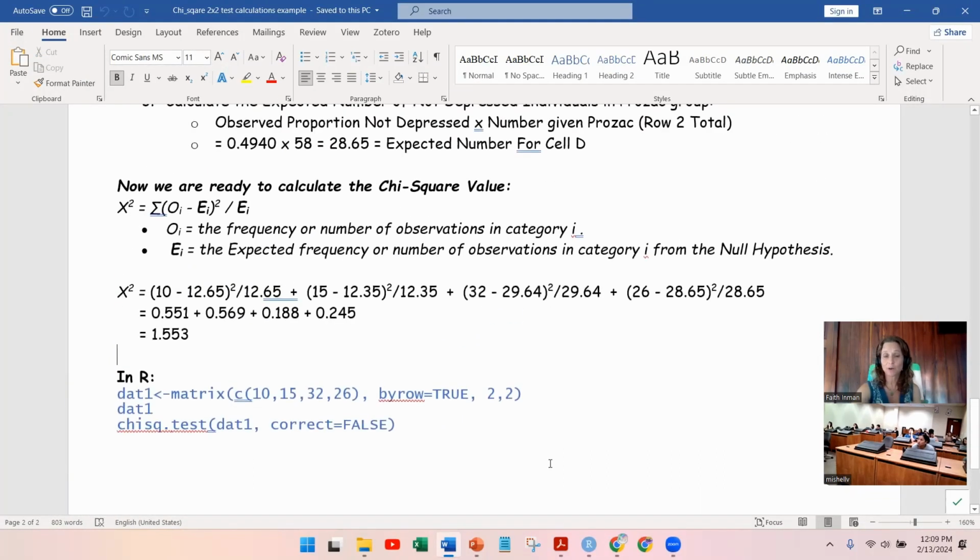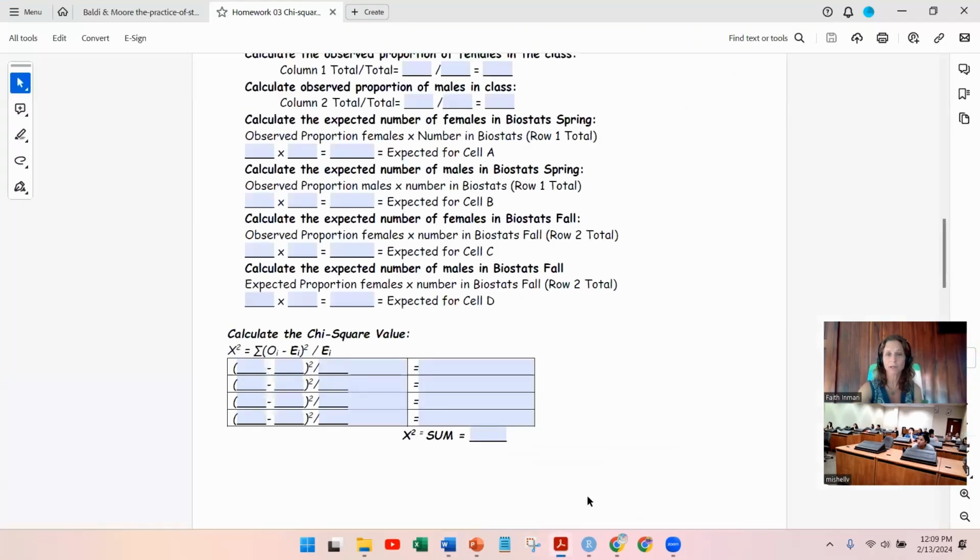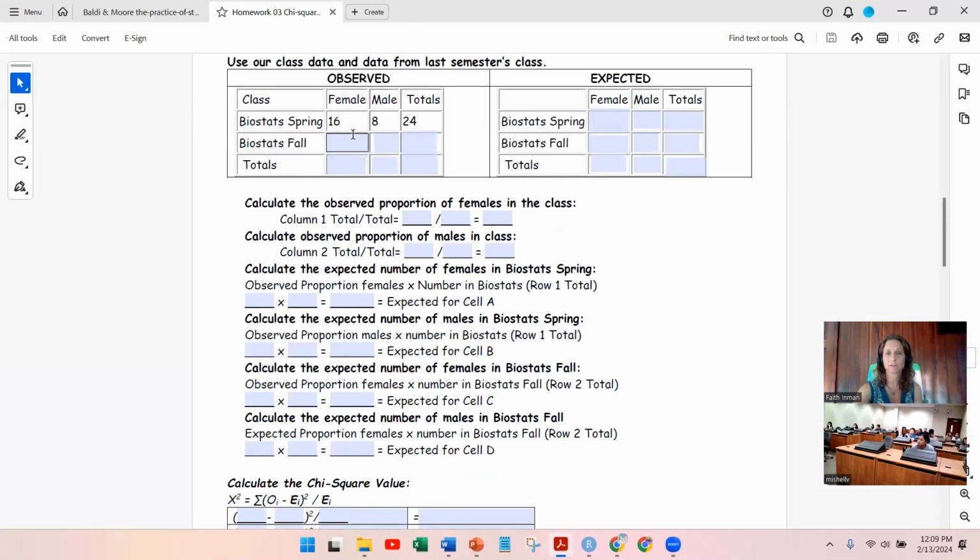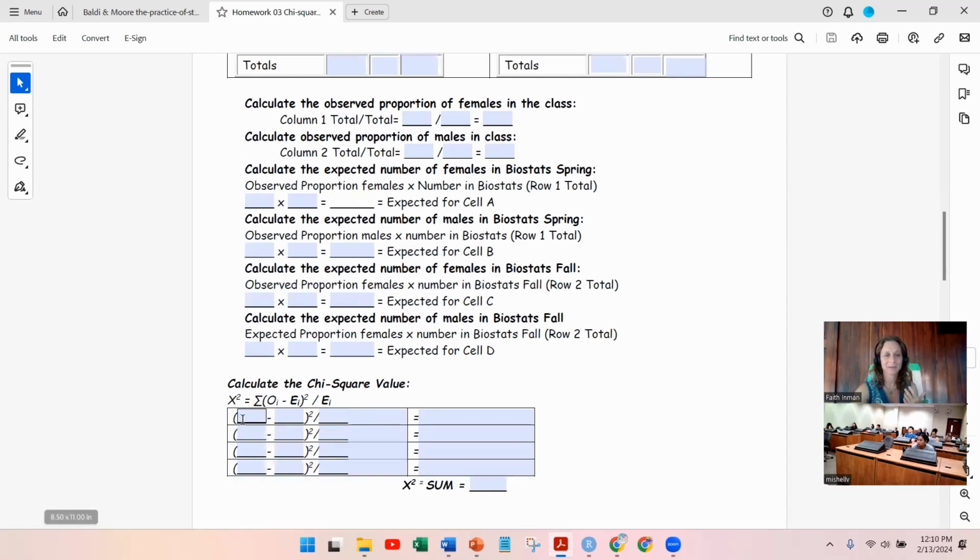So this is exactly how you're going to do it for your homework. You're just going to follow along step by step using the example. And you're going to put in our numbers, calculate our expected. Again, the totals will be the same here as there. You're just going to fill in all the blanks, and it'll just add it all up. And then put in our observed, expected, square it, divide by expected.